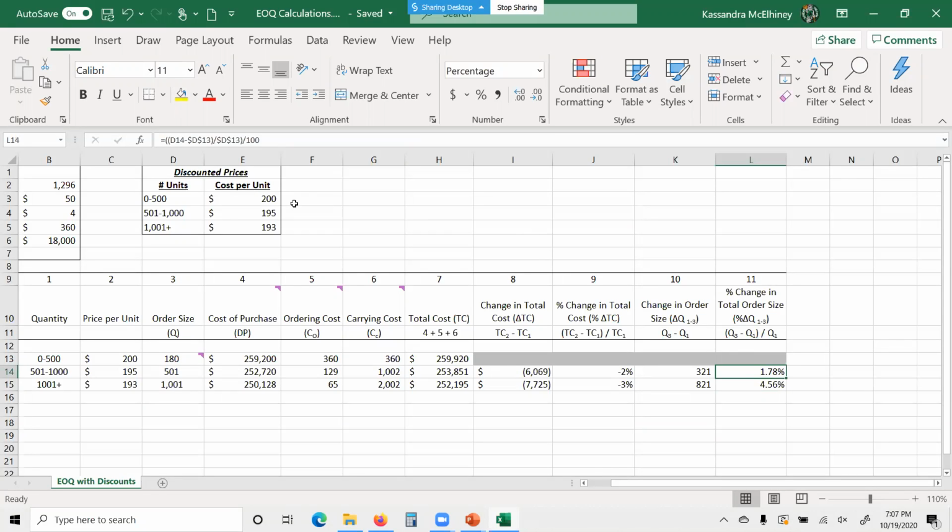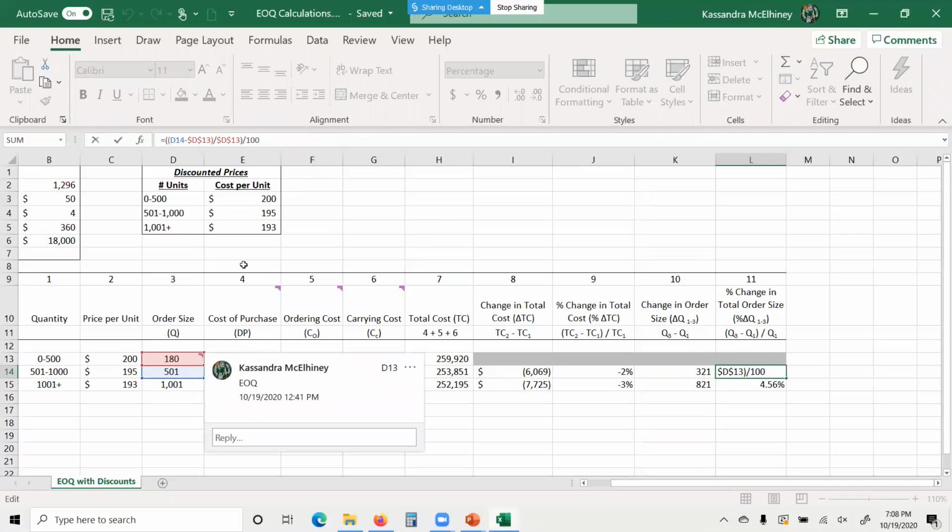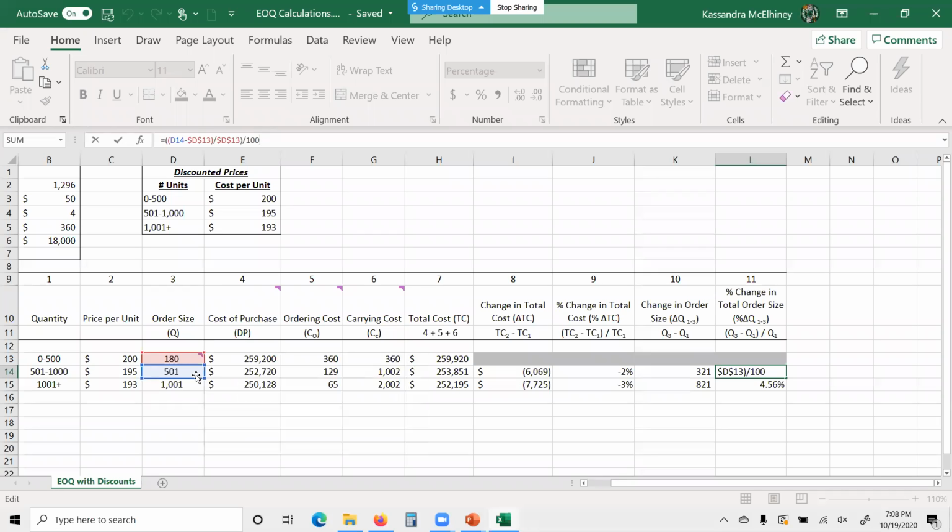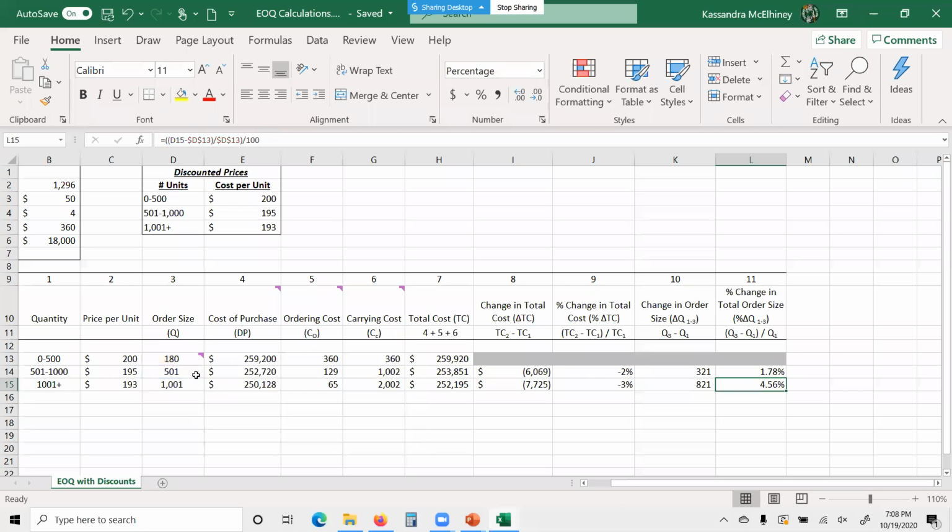Yeah, that should be a different number. There's a difference between the two figures of 180 minus 501. Divide that by 501 units. Multiply by 100. That's the one that doesn't make as much sense to me. I think the total change in order size should be bigger than that. But that's the way the textbook did it.